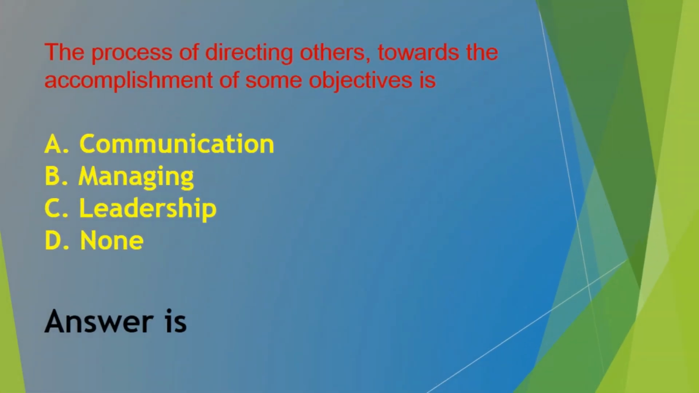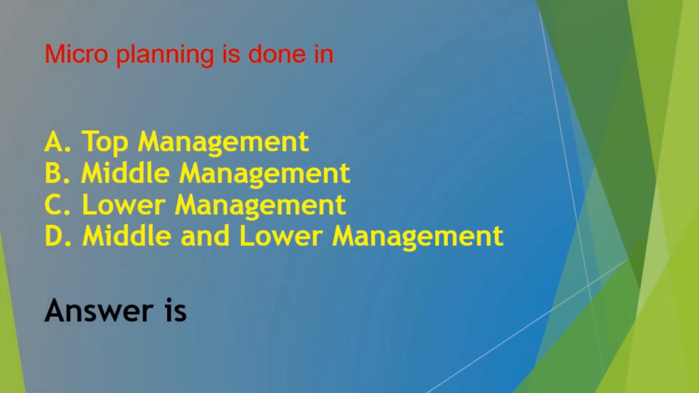The process of directing others towards the accomplishment of some objectives is A. Communication, B. Managing, C. Leadership, D. None. Answer is B. Managing. Micro-planning is done in A. Top management, B. Middle management, C. Lower management, D. Middle and lower management. Answer is D. Middle and lower management.